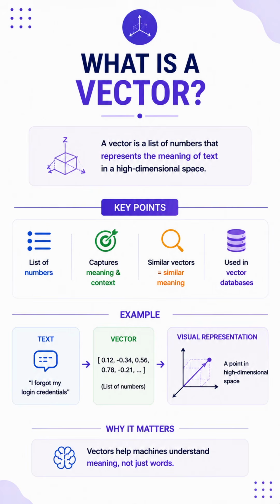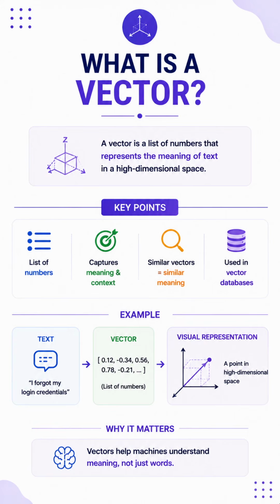What is a vector? A vector is simply a list of numbers that represents the meaning of a piece of text. Computers cannot understand words directly, so they convert text into numbers called vectors. For example, the sentence, "I forgot my login credentials," is converted into a numerical vector by an embedding model. Although the numbers themselves don't have meaning to us, they allow the computer to compare different pieces of text.